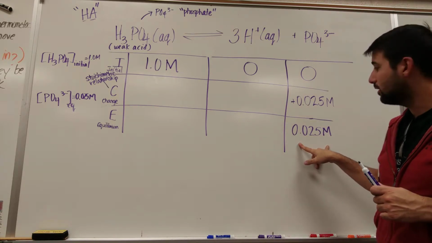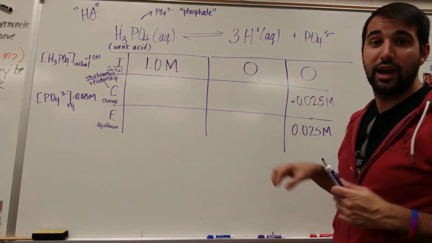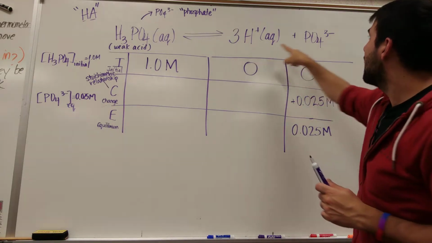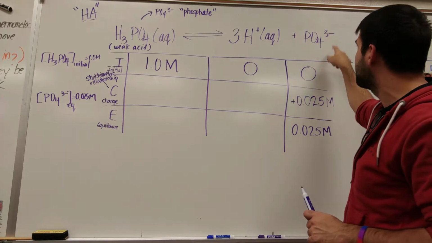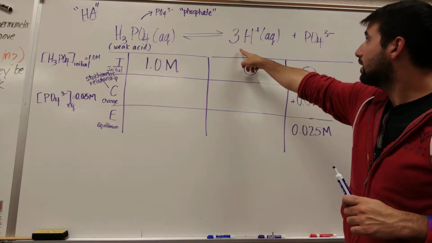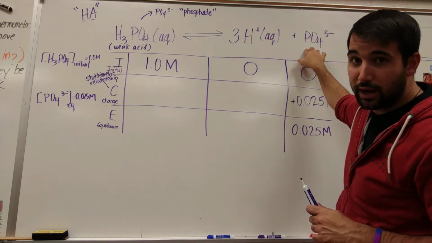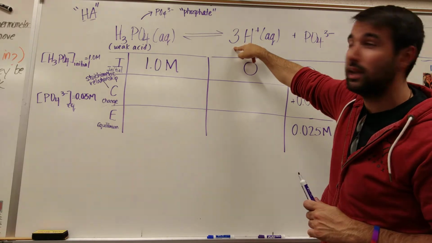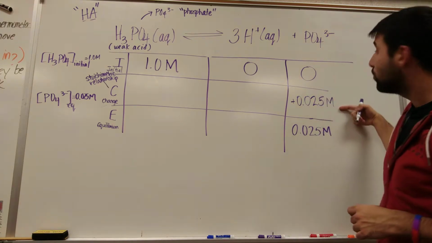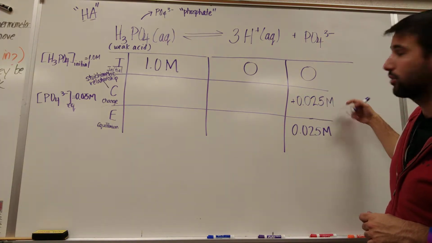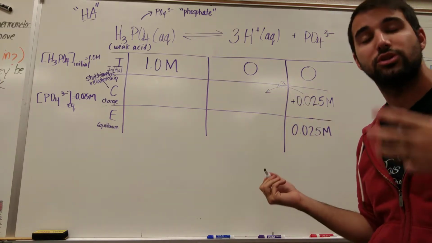Now if I made 0.025 molar of PO4 3 minus, I could figure out how much H plus was also made. Looking at my balanced chemical equation here, what is my mole-to-mole ratio of H plus to PO4 3 minus? Looking at it, there's a big fat 3 here. So for every 1 mole of PO4 3 minus, I will get 3 times as many H plus. It is a 1-to-3 ratio. So if I have 0.025 molar PO4 3 minus, I'm going to have to multiply by 3 to get how much concentration of my H plus.